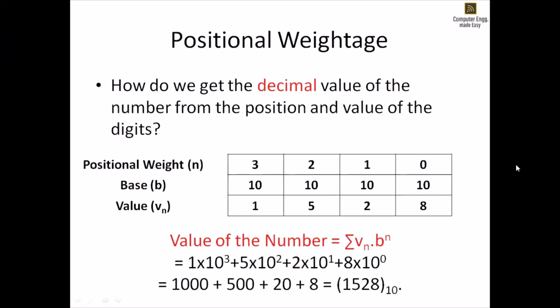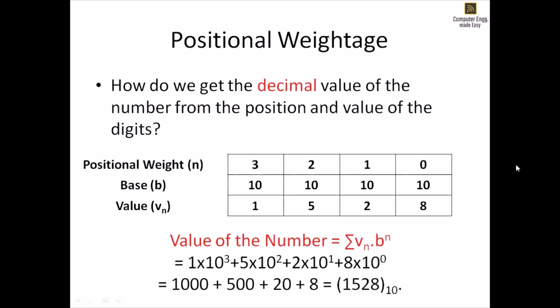So now let's see how we can actually get the value of a decimal number if we are given the digits in the position of units, tens, hundreds, etc. First, we will make a table as shown here. The positional weights increase linearly from right to left starting from 0 as shown in the first row of the table. In the next row, we have the base value. Now, the base value indicates the number of unique symbols used in the specific numbering system. Since the decimal number system has 10 unique symbols, the base value for the decimal number system is going to be 10. Finally, we list the symbol of each position in the third row.